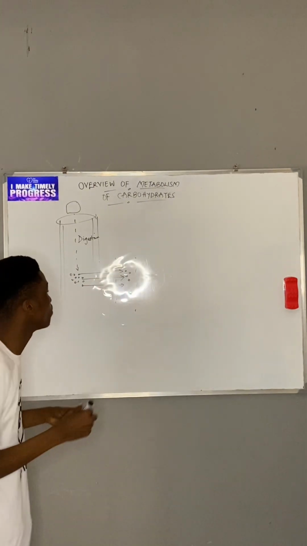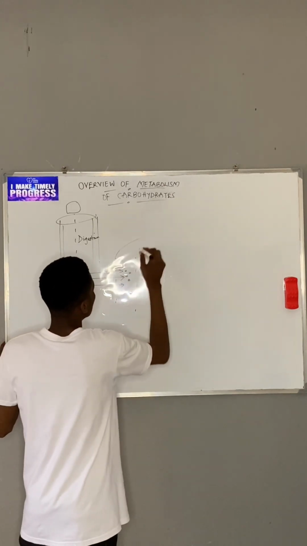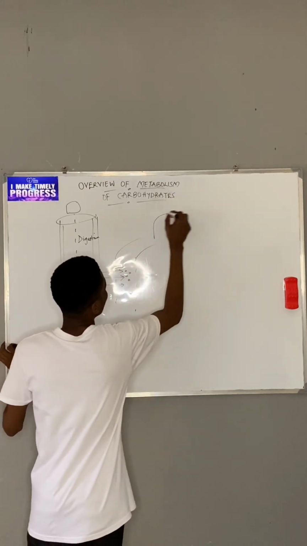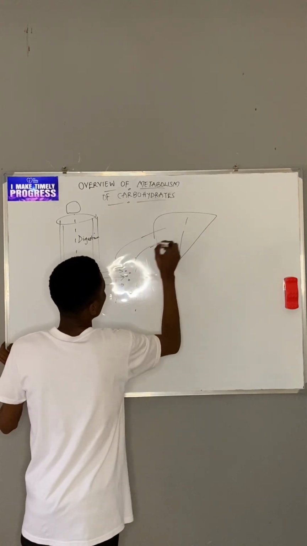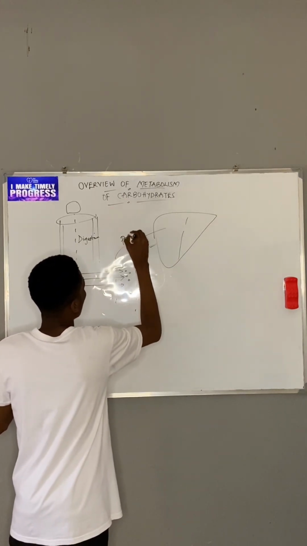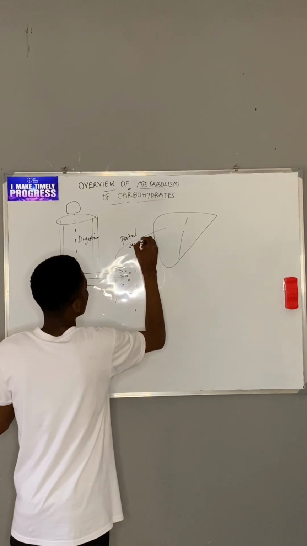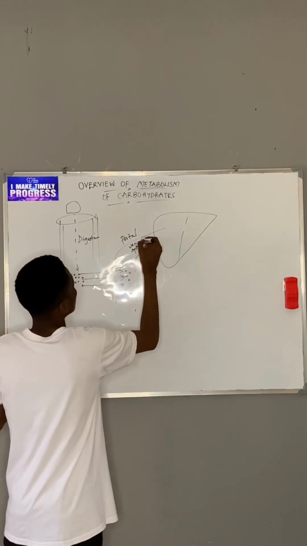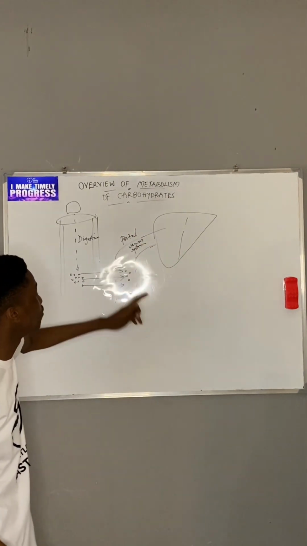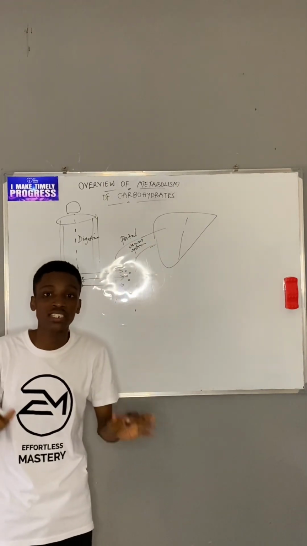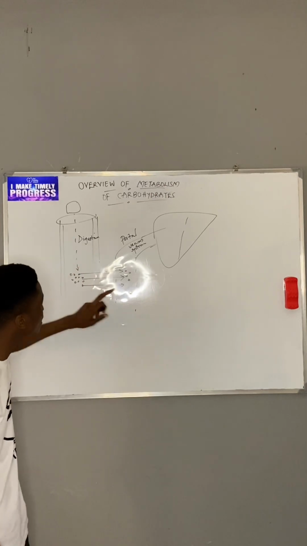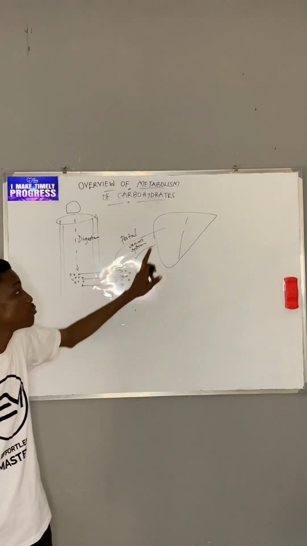Now the next phase of metabolism is that this is transported in blood to the liver. The system here is called the portal venous system. Specifically, the name is the hepatic portal vein. So from the GIT, the blood vessel carries it into the liver.